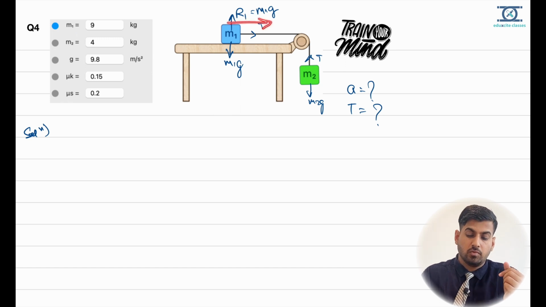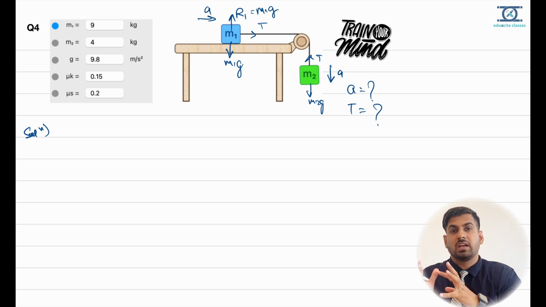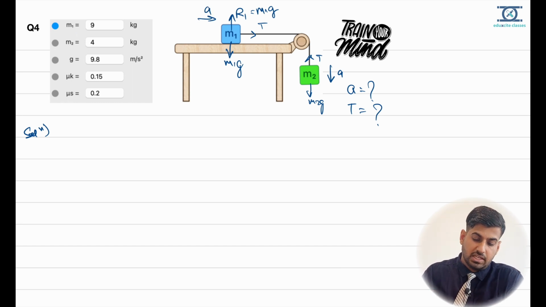So m1 will move in this direction. Let us say it is moving downward and this is moving with acceleration. Now both will have the same acceleration and the tension will be the same throughout the rope.